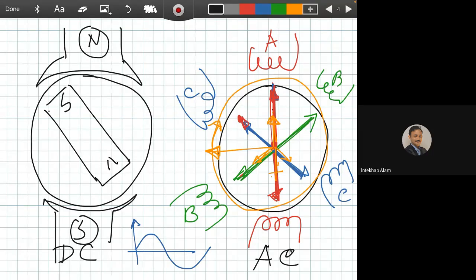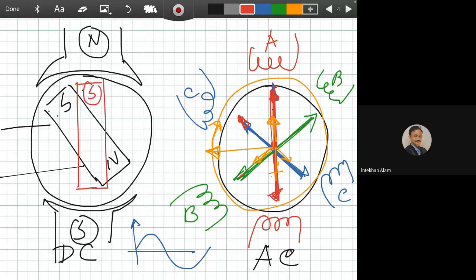When using a brush and commutator assembly, it will come to this point first. So the south will be aligned with north and the north will be aligned with south. When that happens, the commutator will shift to another rotor coil here. So this will shift again.